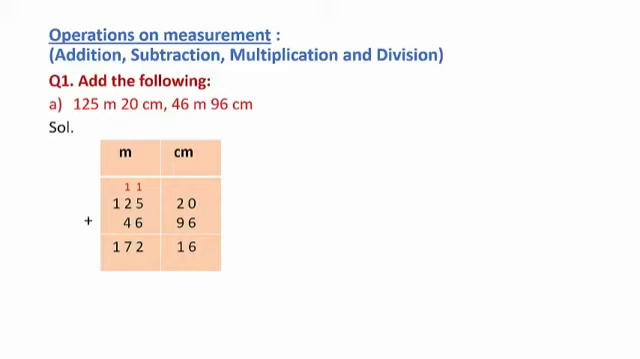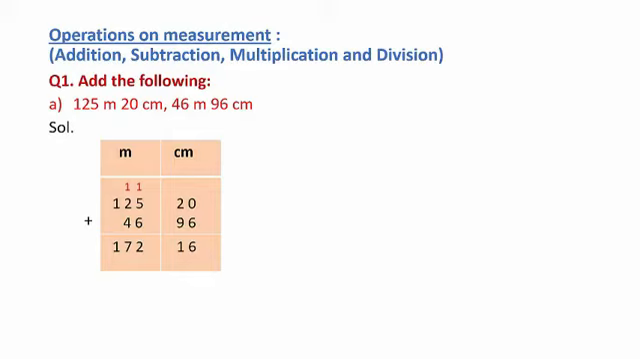116 centimeter. But since 1 meter equals to 100 centimeter, so 116 centimeter we can write as 100 plus 16. So that 100 centimeter we have converted into 1 meter and we have taken carry in the meter column, that is with the red color I have written here 1 and taken carry there. Okay, so here it remains only 16 centimeter.